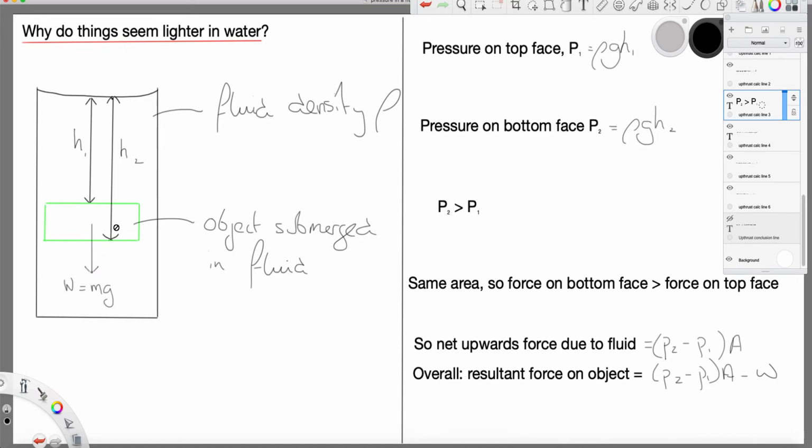So now this object appears to have a smaller weight in this fluid than it had out of the fluid. Now the weight hasn't changed, because the weight is mass times gravity. The mass hasn't changed, gravity hasn't changed, but there is an additional force now which has the effect of reducing the impact of the weight. So we have this resultant force on the object, which is the difference in the forces on the top and bottom faces minus the weight. So what that means, of course, is that if this difference in forces is equal to the weight, your object will float. There will be no resultant force.